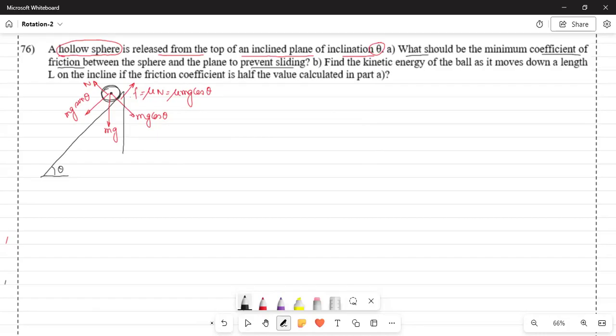Now, this ball, again I draw the free body diagram of this ball here. This is the center, and here the frictional force acts. And this is the radius r. So the frictional force applies a torque on this, and that torque creates an anti-clockwise motion. So we write the torque applied by the frictional force.